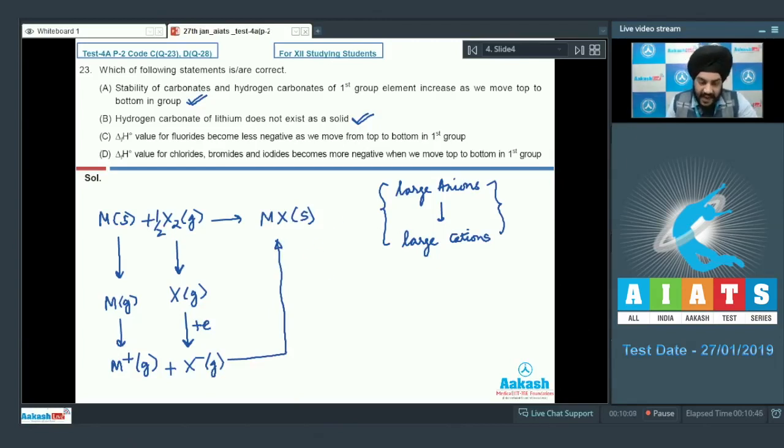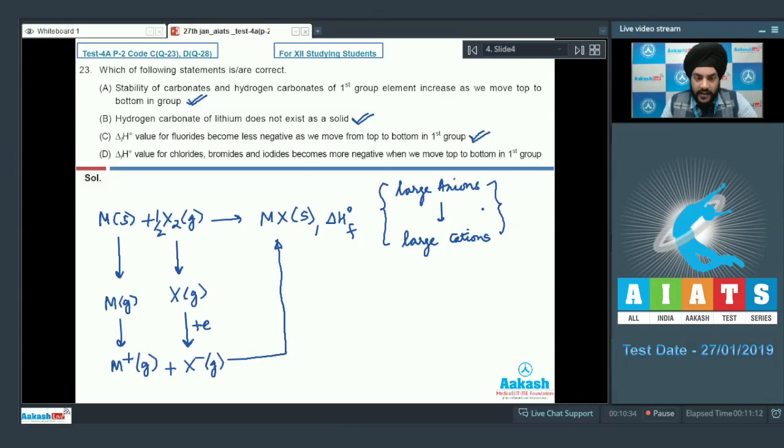So we can see that there are a number of steps involved in this reaction, and the delta H naught value will be a result of a combination of all of these factors. So it becomes fact based that the delta H naught value for fluorides become less negative as we move from top to bottom in first group, majorly because the lattice energy decreases as we move from top to bottom.